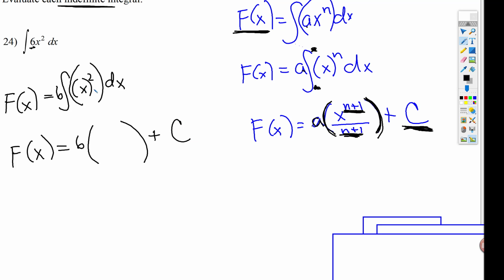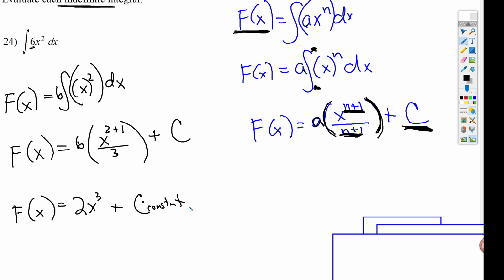And see where this says x squared? I'm going to put the x squared, and now I'm going to add 1. 2 plus 1 is 3. Well, we can simplify that. 6 divided by 3 is 2. So 2x cubed plus c. And remember, c is just a constant.